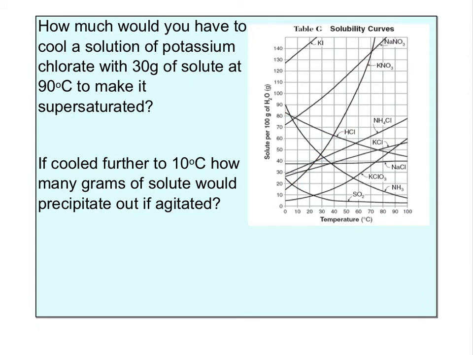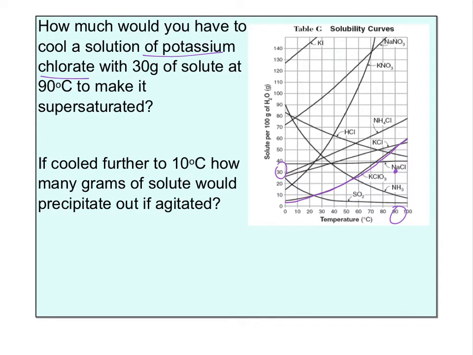Now we've got some questions asking us about supersaturated solutions again. Looking at the first one, how much would you have to cool a solution of potassium chlorate with 30 grams of solute at 90 degrees Celsius to make it supersaturated? We need to break this down, piece it together to see what we're being asked. A solution of potassium chlorate, so I'm going to find that line first. That's KClO3, so this is the line I'm talking about. With 30 grams of solute at 90 degrees Celsius, I'm right about here.